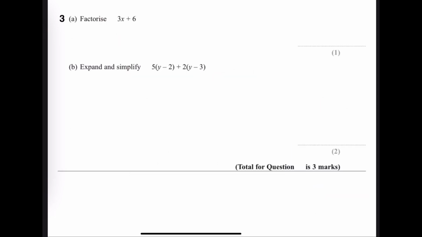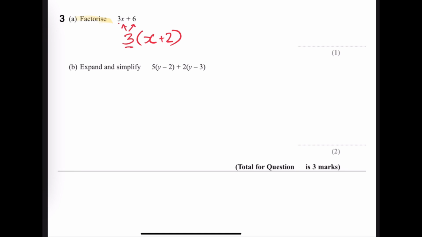Question 3a. Factorize 3x plus 6. When we say factorize, what we mean is that we find the highest common factor between both terms, and we put it outside brackets so that we can simplify it. Here it is 3, and then we open our brackets. Now we just divide each term by 3. 3x divided by 3 is x. Now 6 divided by 3 is 2, so it's plus 2.